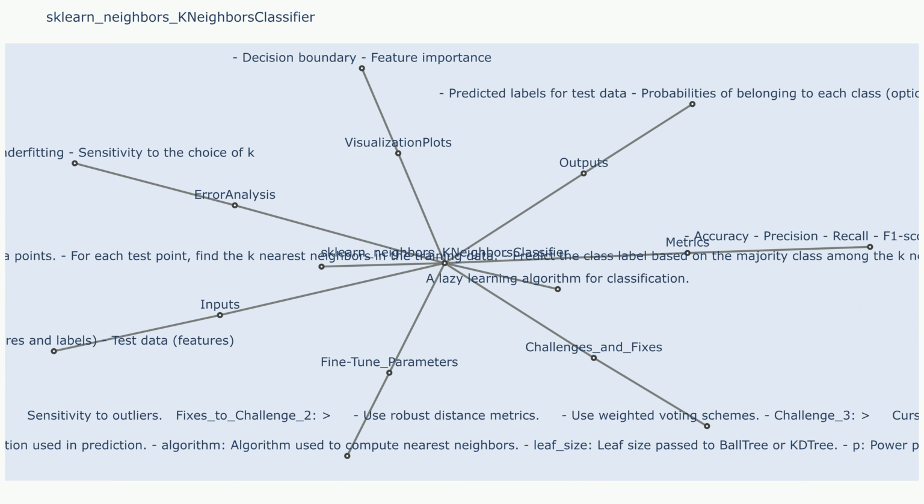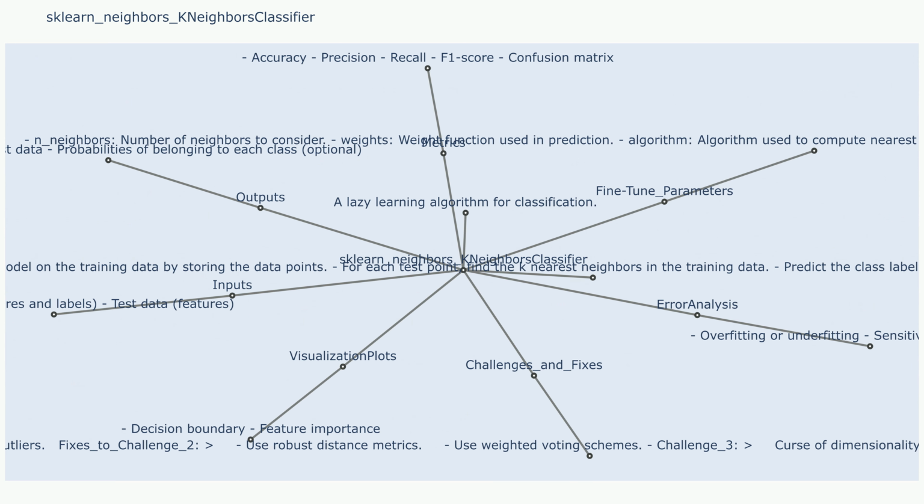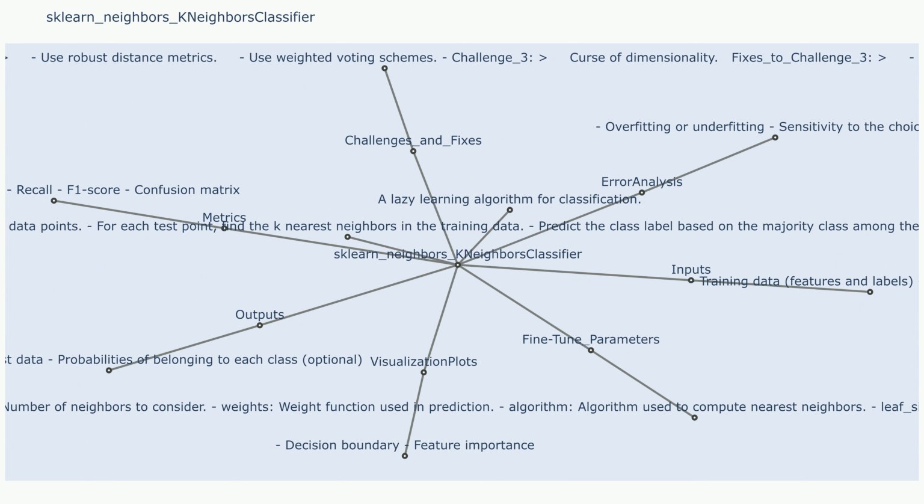Challenge 3: computational cost for large datasets. The algorithm can be computationally expensive for large datasets, especially for brute force search. Sample use case that resulted in Challenge 3: classifying millions of data points with high dimensionality. Fixes to Challenge 3. Approximate nearest neighbor search: use approximate nearest neighbor search algorithms to reduce computational time. Tree-based methods utilize efficient tree-based data structures like ball tree or KD tree for faster neighbor search.